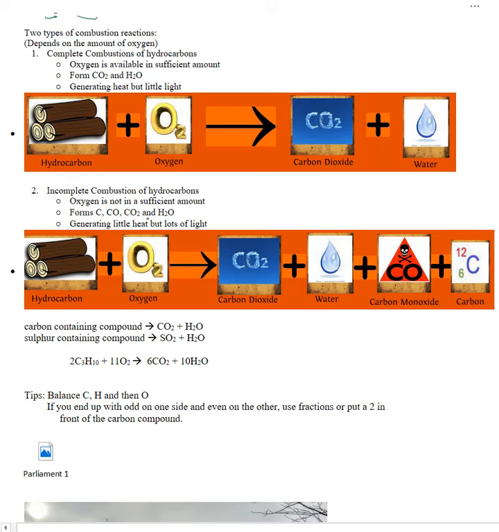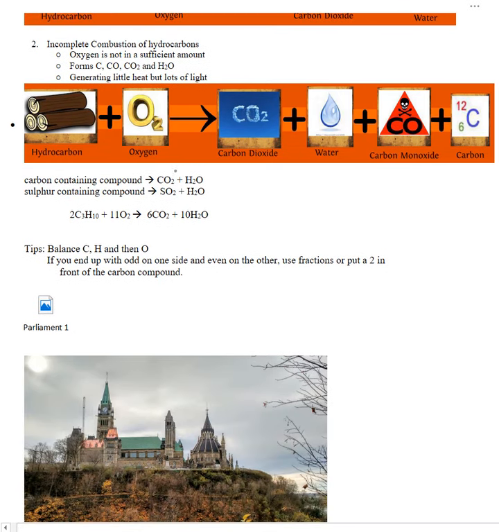For the most part in this course, when you're asked to do a reaction with oxygen, you can assume that it's complete combustion. So the products are going to be carbon dioxide and water. Carbon-containing compounds make CO2 and H2O, while a sulfur-containing compound would produce SO2 and H2O. That's just to show you that different compounds or starting materials will result in different oxides. And here's an example of a balanced combustion reaction.